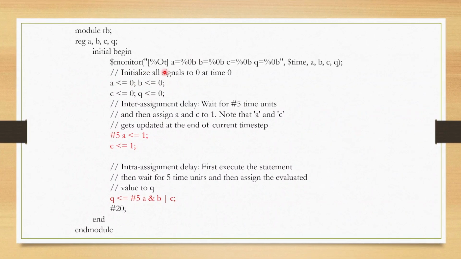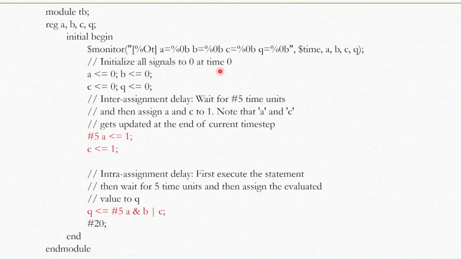In this example, we initialize all signals to 0 at time 0 by writing this code. After this, we write #5 A <= 1, then C <= 1. As we introduce delay on the left hand side, it is an inter-assignment delay. It means wait for 5 time units and then assign A and C to 1. Note that A and C get updated at the end of the current time step. Then we write Q <= #5 A & B | C.